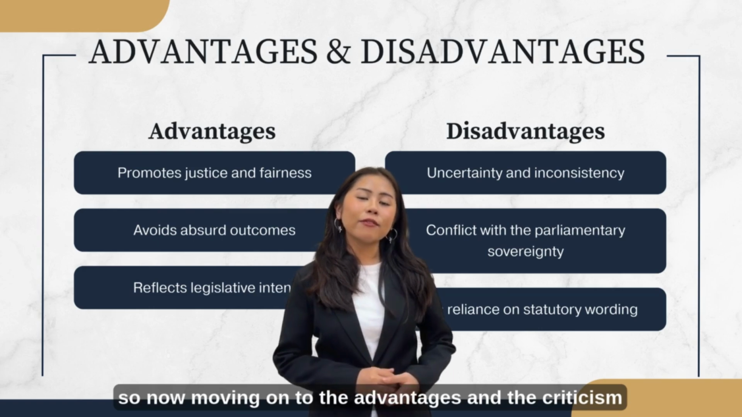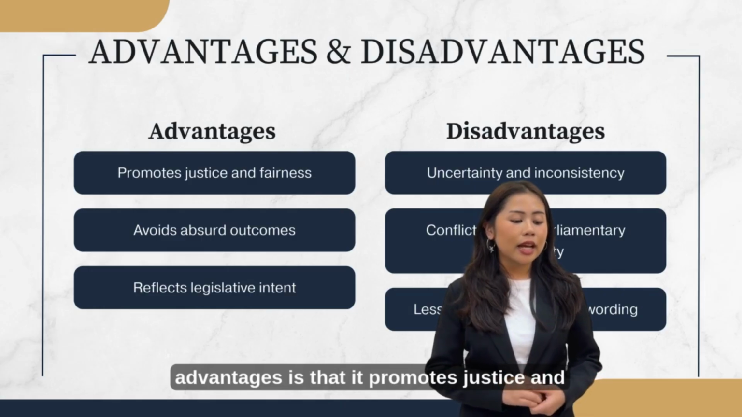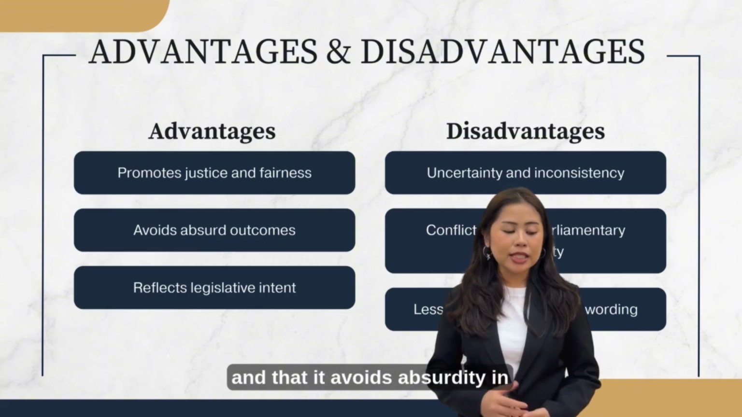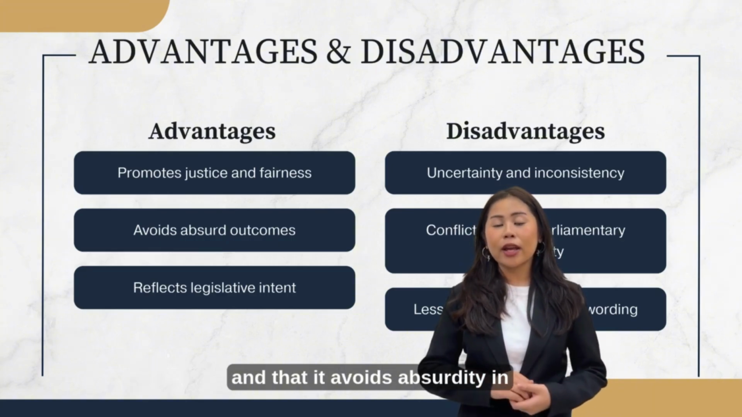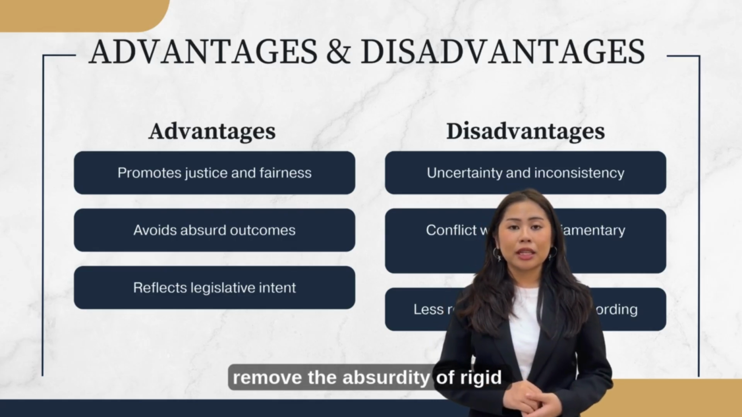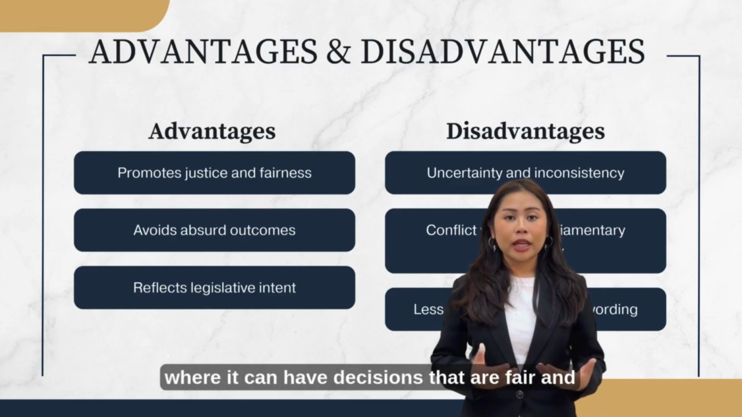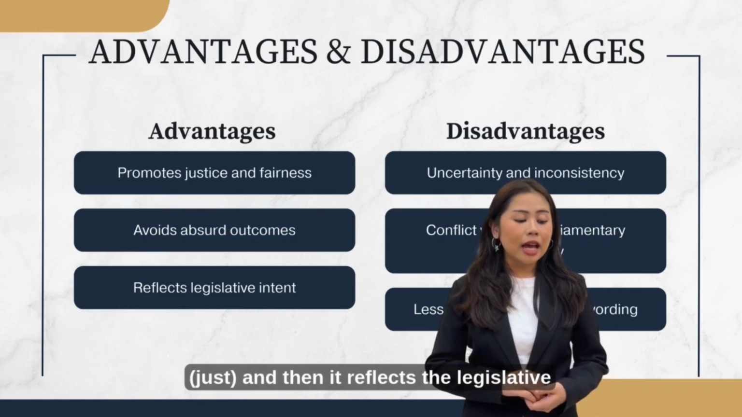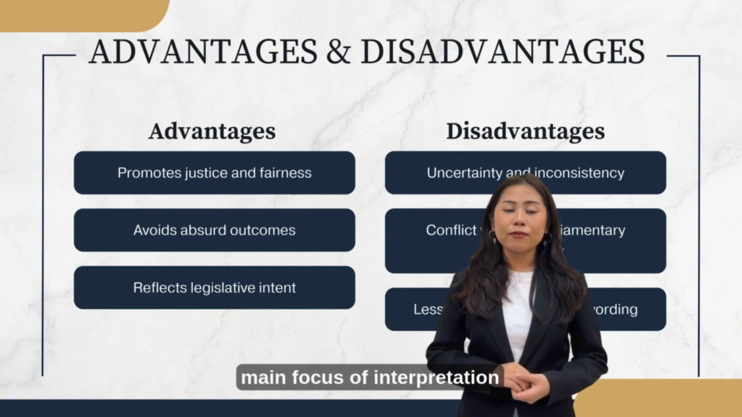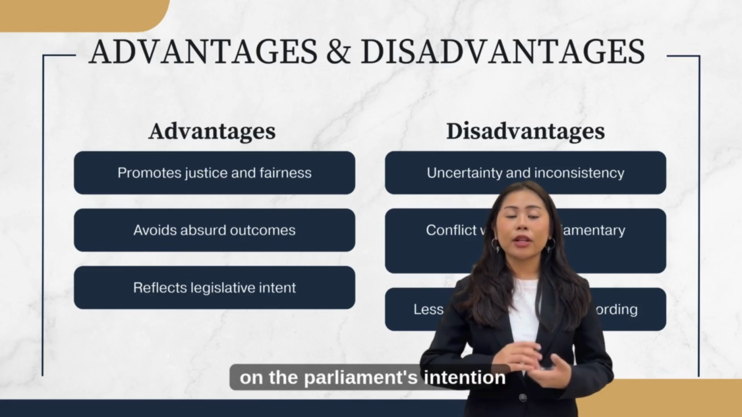Now moving on to the advantages and the criticism of the purposive approach. The advantages are that it promotes justice and fairness, where the judges can make decisions that are fair and just, and that it avoids absurdity in outcome, where the judges can remove the absurdity of the rigid interpretation of the literal rule. And then it reflects the legislative intent, where it maintains the main focus of interpretation of the law on Parliament's intention.